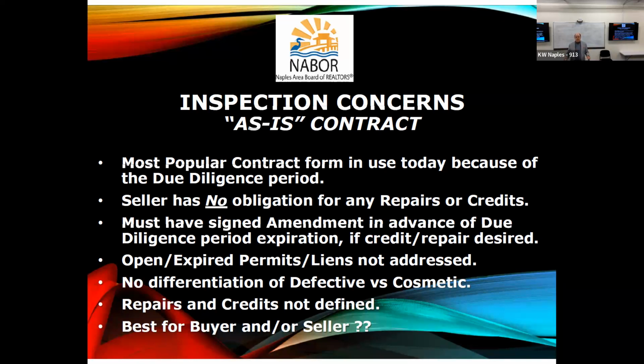Okay. So you must have a signed amendment. In the case of NABOR, it's an amendment. In the case of FAR, it's an addendum because they don't have any amendments. But all you're basically sending over to the other side is a request for a repair or a credit.